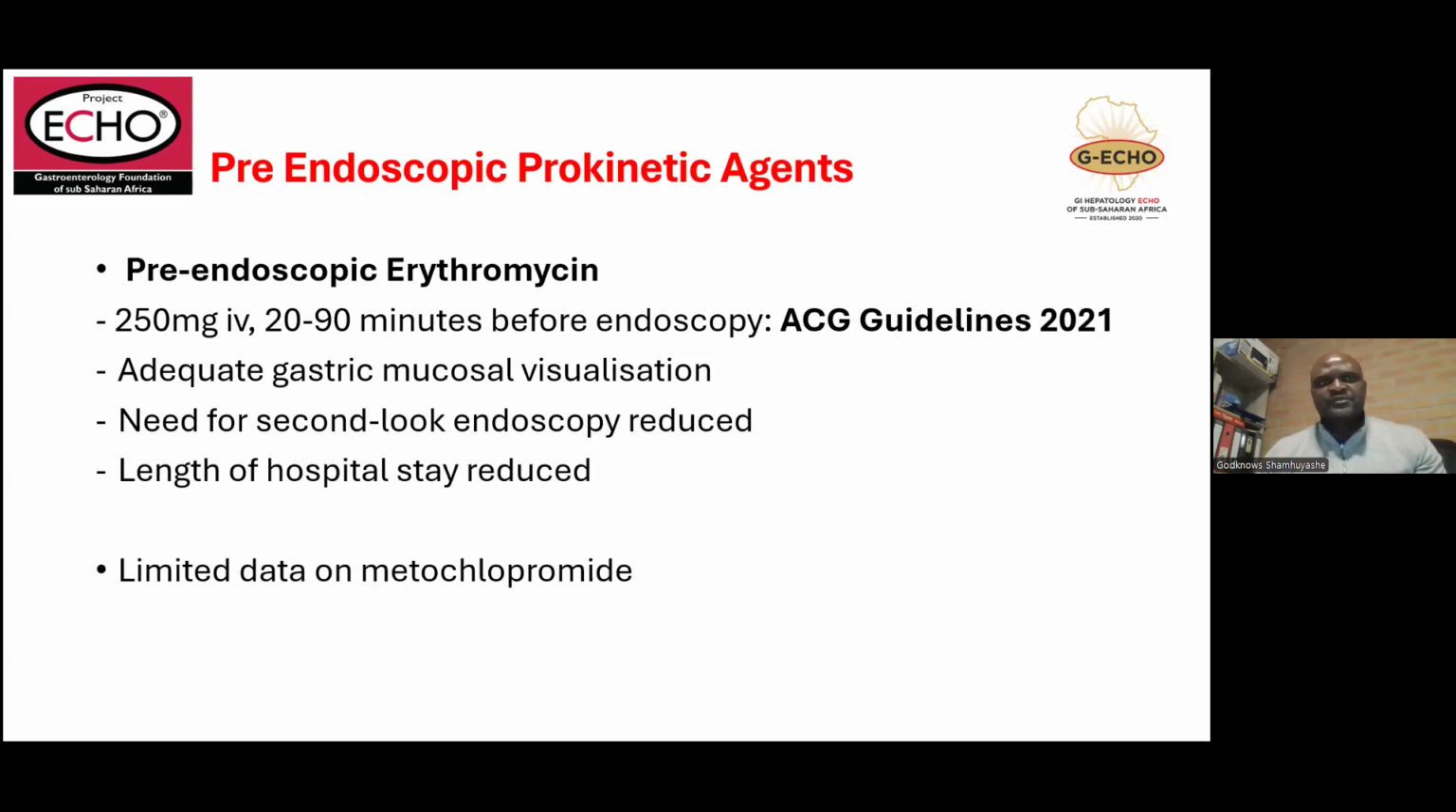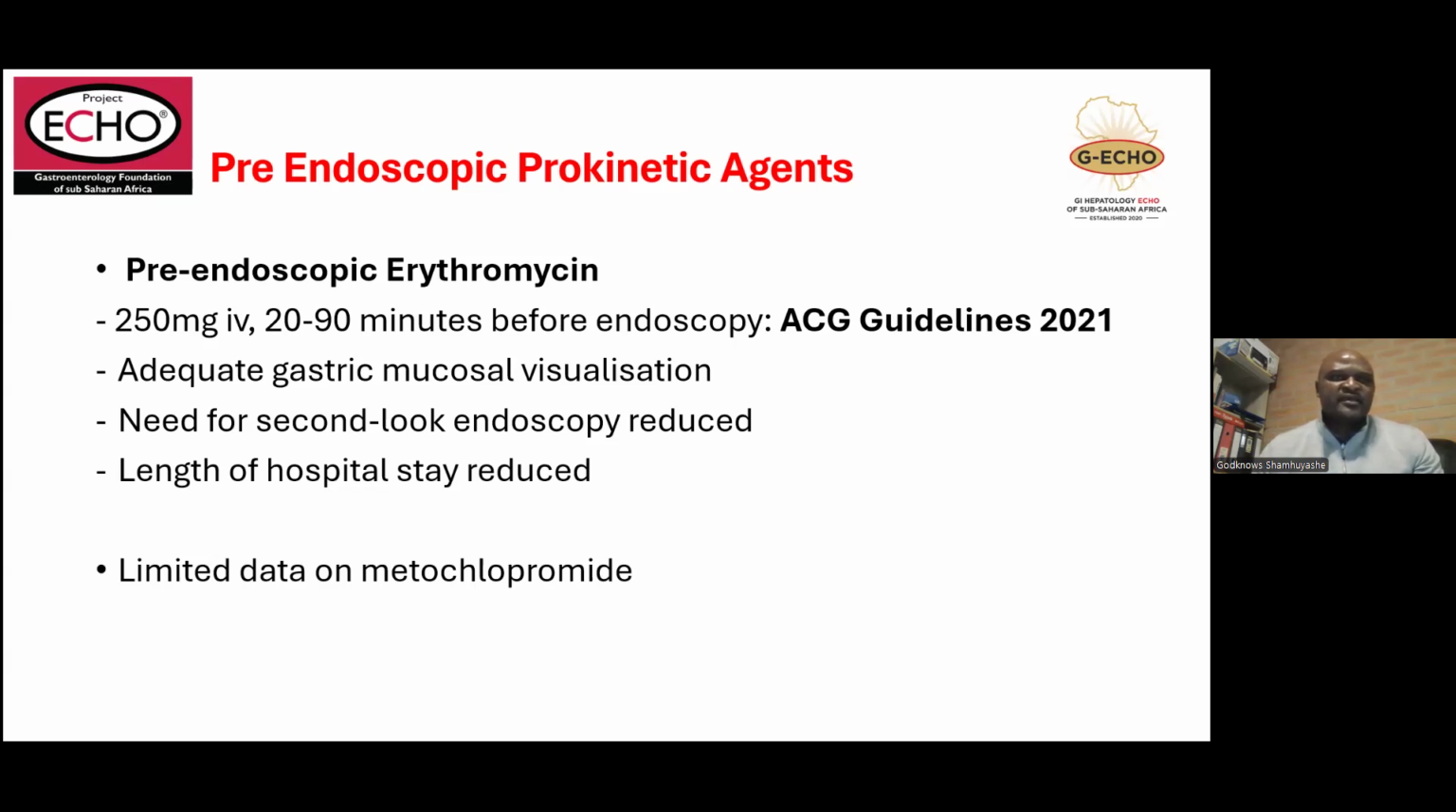So before you take your patient for endoscopy, there are some modalities which you might need to give these patients. One of them is the prokinetic agents, pre-endoscopic erythromycin. It has been shown that it gives adequate gastric mucosal visualization. And ideally, you need to give it 20 to 90 minutes before the endoscopy, according to the ACG guidelines. And most of the time, there's no need for a second look endoscopy.